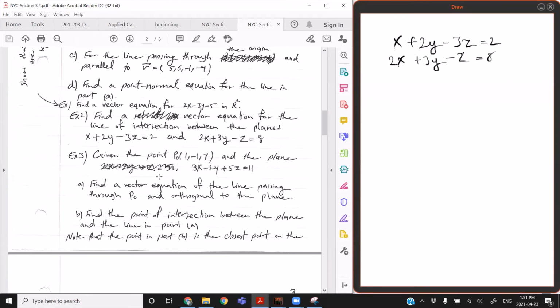If you're solving a system of equations like this one, with two planes that are not parallel and not the same plane, they will meet at a line. Your general parametric solution, which is the solution to the system, is going to be a line. So for a problem that says find a vector equation for the line of intersection between the two planes, you're basically solving the system. You can solve it using Gaussian elimination or Gauss-Jordan.